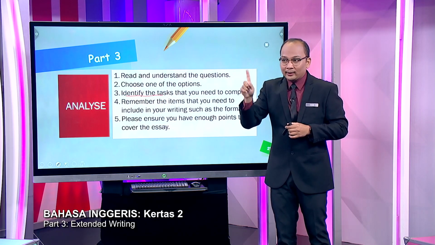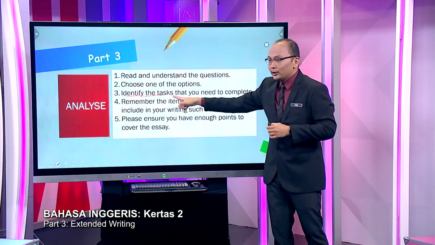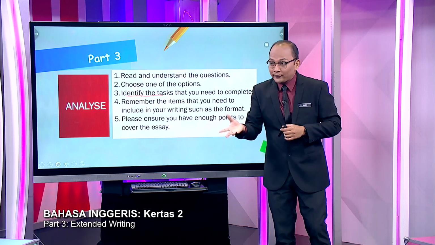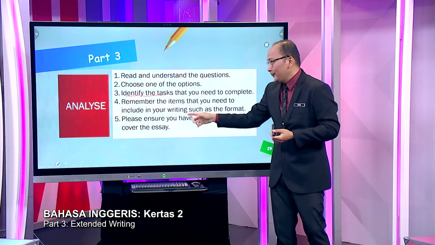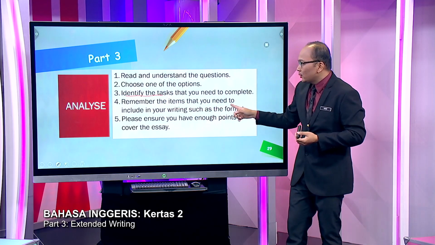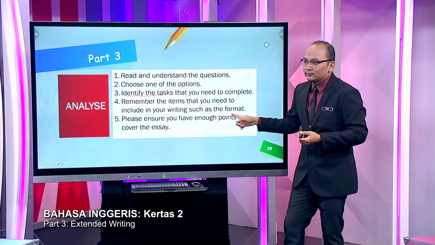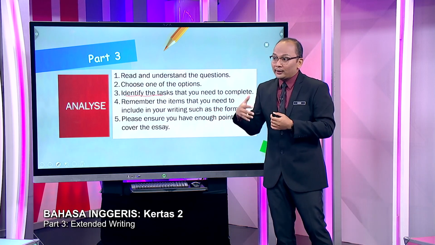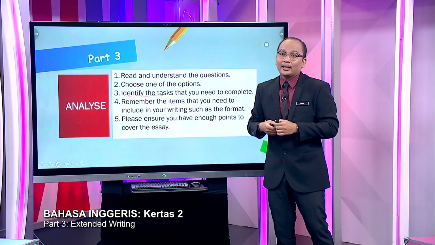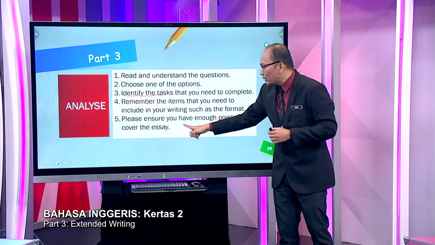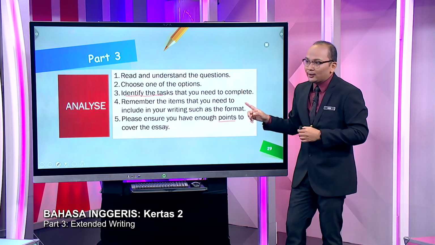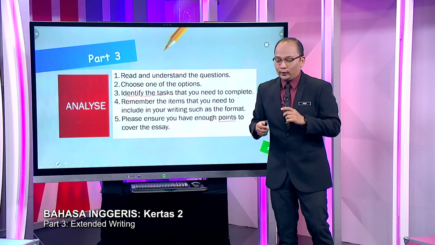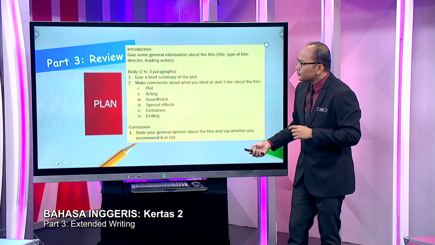So if you choose one, for example, story, you need to identify what kind of story you need to write. If you are going to write a report, what kind of report, and a review, what kind of review. Remember the items that you need to include in your writing, such as the format. Some have a format, so you need to follow whatever format is needed to complete the task. And also, please ensure you have enough points, because points are always important for you to get a better score in your content.